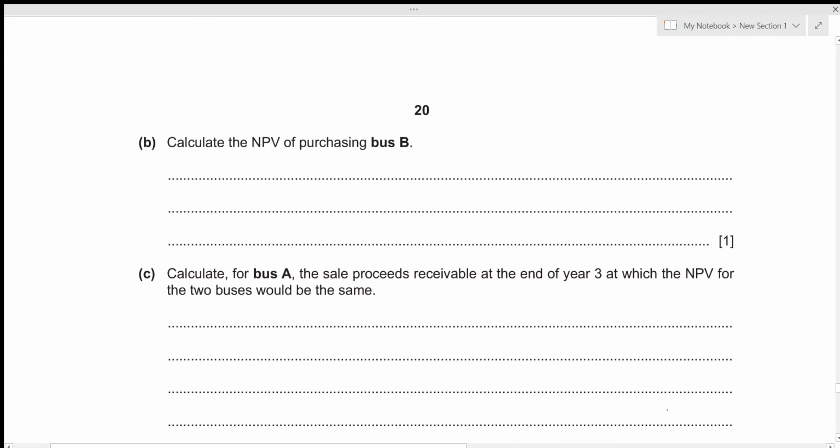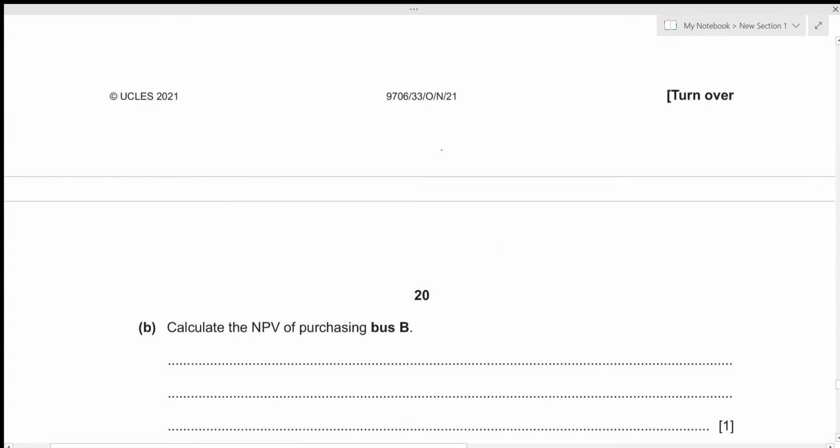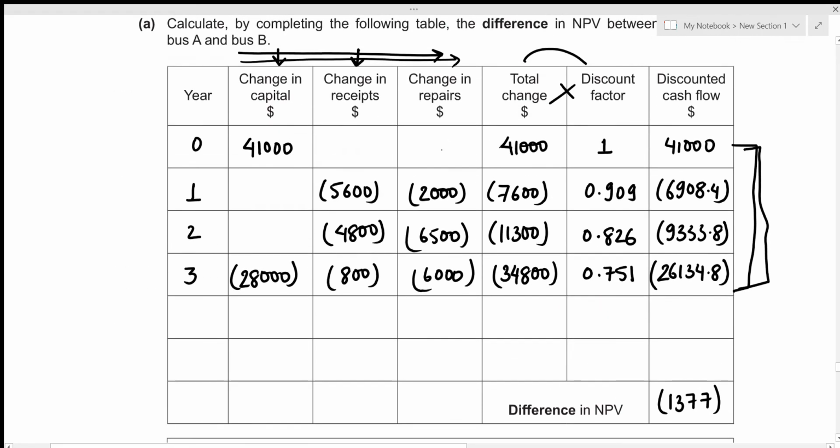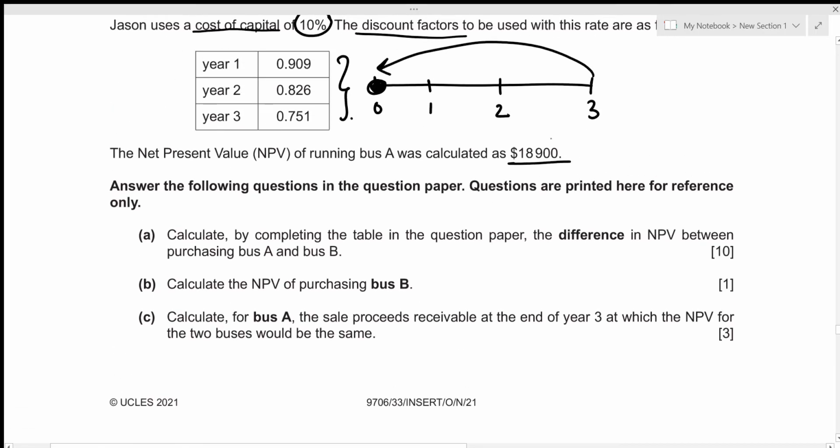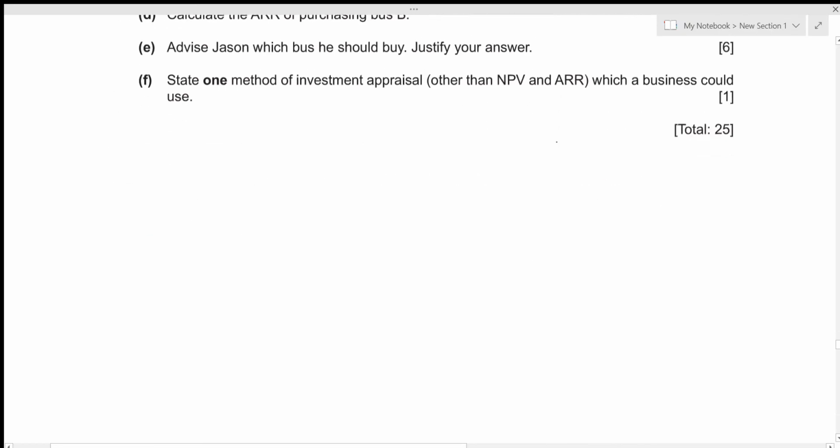Alright, for the second part, we need to calculate the net present value of purchasing bus B. So from the first part, what we figured out was that the net present value for bus B is 1,377 lower than the net present value for bus A. And the net present value for bus A was already given in our question, which amounted to 18,900. Now, in order to figure out the net present value of bus B, we can just subtract the difference, which is 1,377, from the total net present value of bus A, which is given to be 18,900. Let's do that.